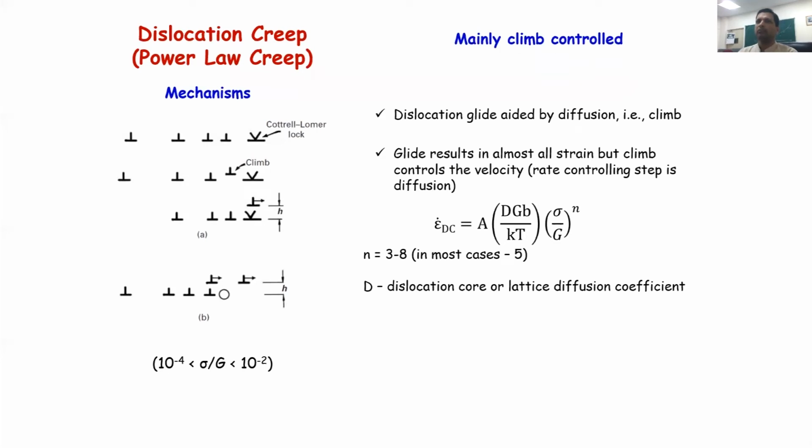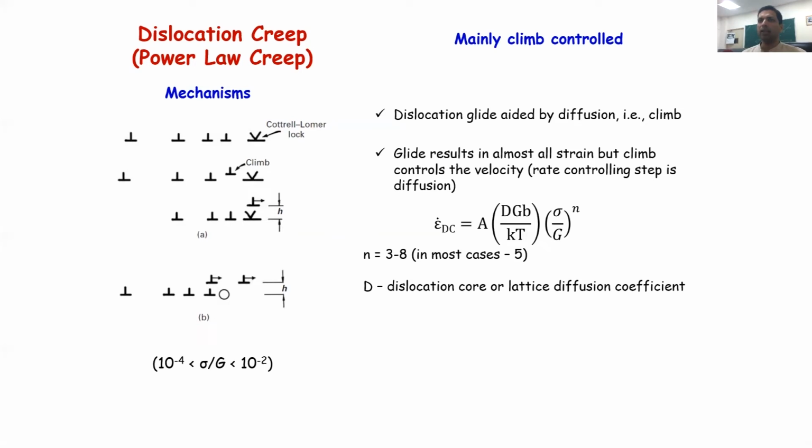Now about the mechanism for power law creep, or the dislocation creep, which is primarily climb controlled. So let's say we have a dislocation which gets piled up. It can be because there is a lock, something like a quadrilateral lock, or maybe because there is an obstacle like this, a precipitate. Then what climb does is that it allows the dislocation, because of the presence of vacancies, to leave the plane.